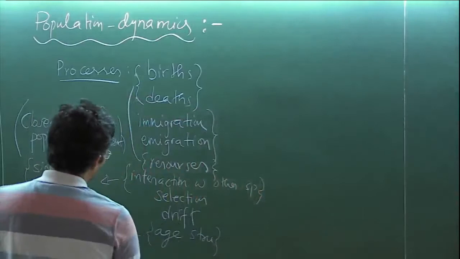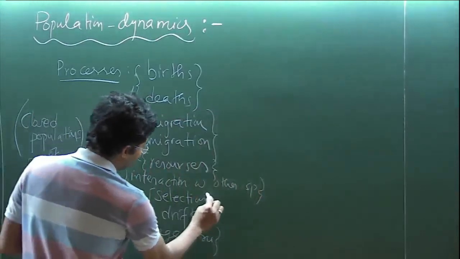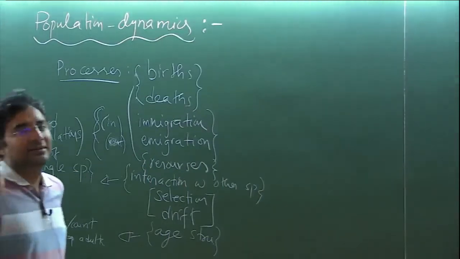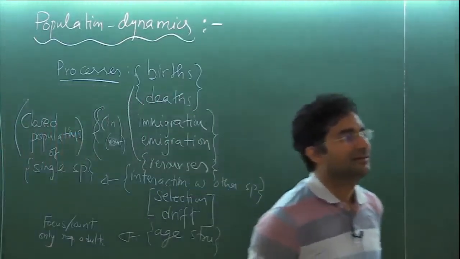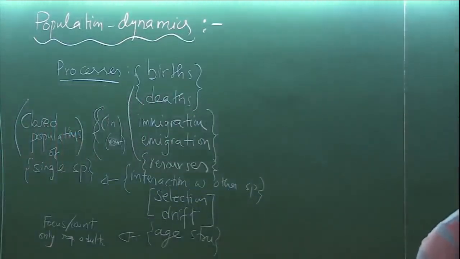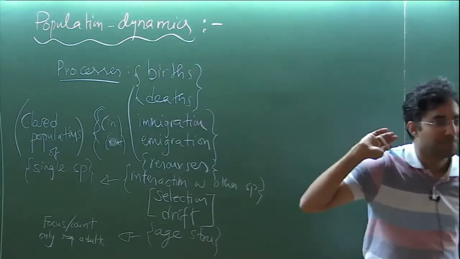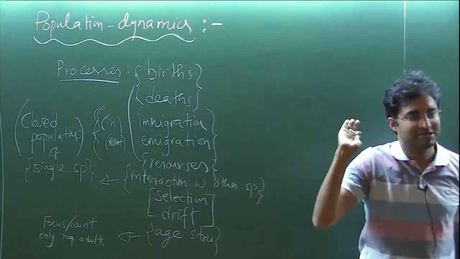Okay, so now that leaves us only two important processes here. What do we do with them? Selection and drift. So what is selection? All of you know what is selection, right? Will selection always drive population in a particular direction? Okay, that's a different question. Let us assume that to be true. How does that affect my population dynamics? How does selection affect population dynamics?